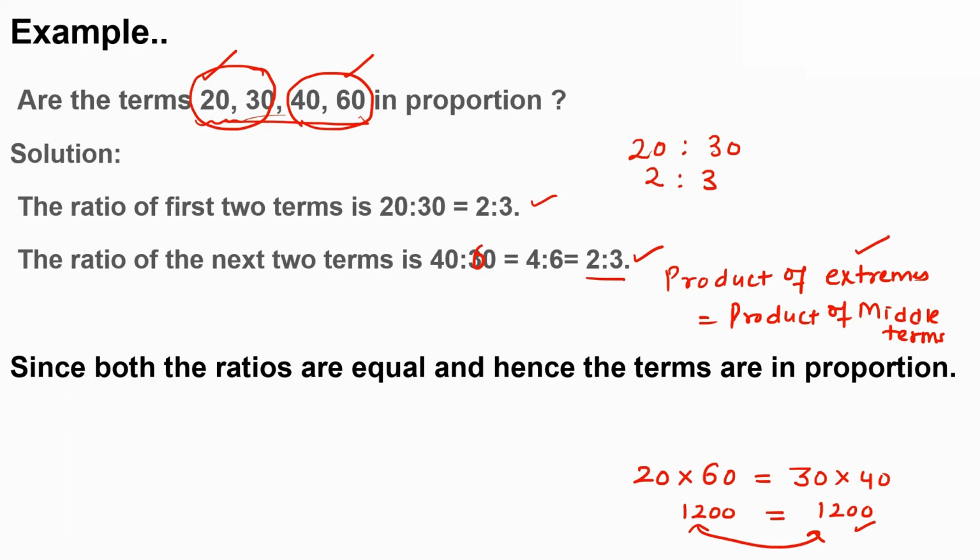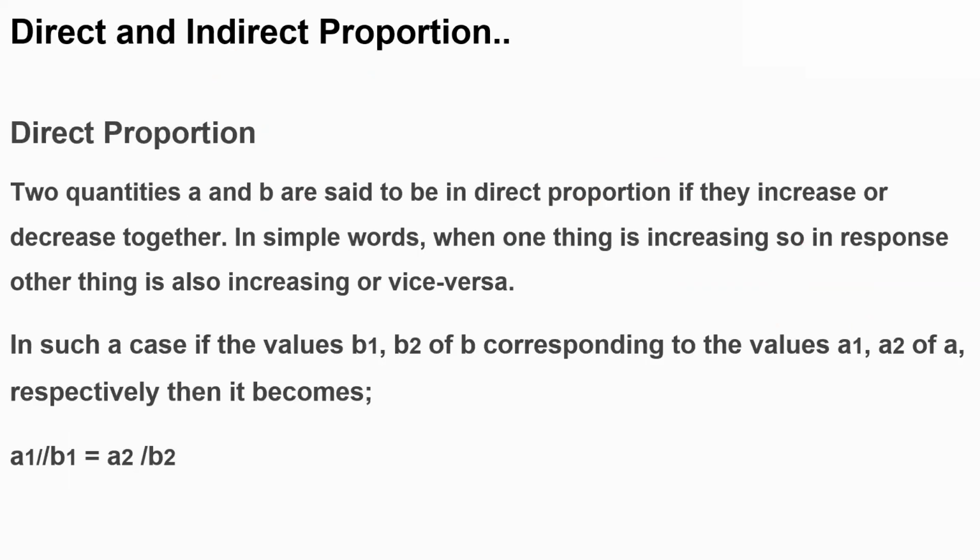Got it? Now, in proportion, there are two types. What are these? One is direct proportion and the other is indirect proportion. It has two types, okay? Two quantities A and B are said to be in direct proportion if they increase or decrease together. Just like if one thing is increasing, in response another thing is increasing. I can give you an example.